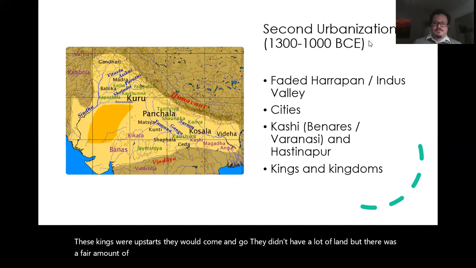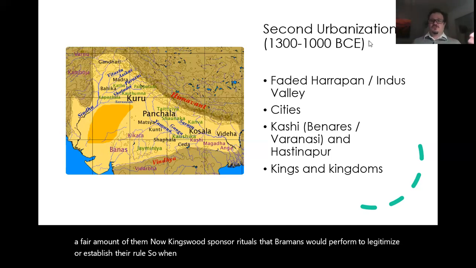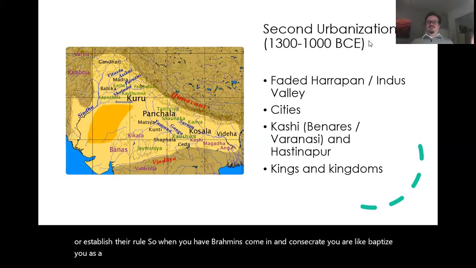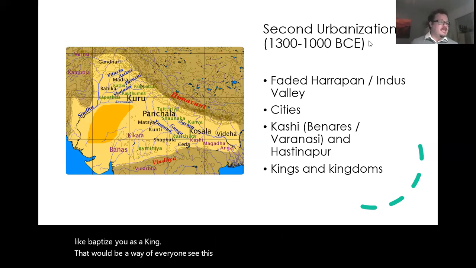Now, kings would sponsor rituals that Brahmins would perform to legitimize or establish their rule. So when you'd have Brahmins come in and consecrate you or like baptize you as a king, that would be a way of everyone seeing, oh, this guy's a legitimate king.